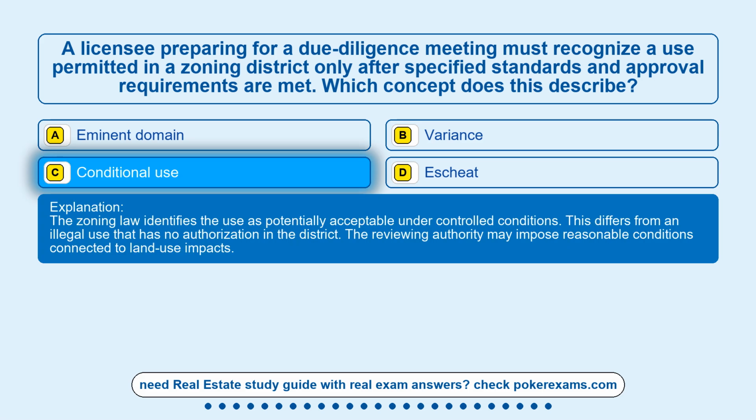The zoning law identifies the use as potentially acceptable under controlled conditions. This differs from an illegal use that has no authorization in the district. The reviewing authority may impose reasonable conditions connected to land-use impacts.